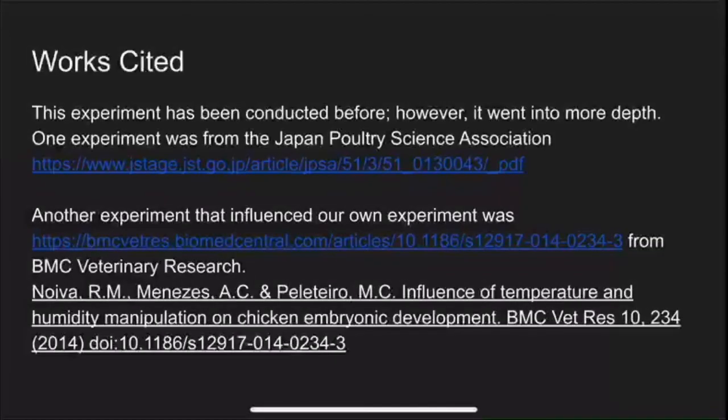Works cited. This experiment has been conducted before. However, it went into more depth. One experiment is from the Japan Poultry Science Association. Another experiment that influenced our own experiment was from the BMC Veterinary Research.